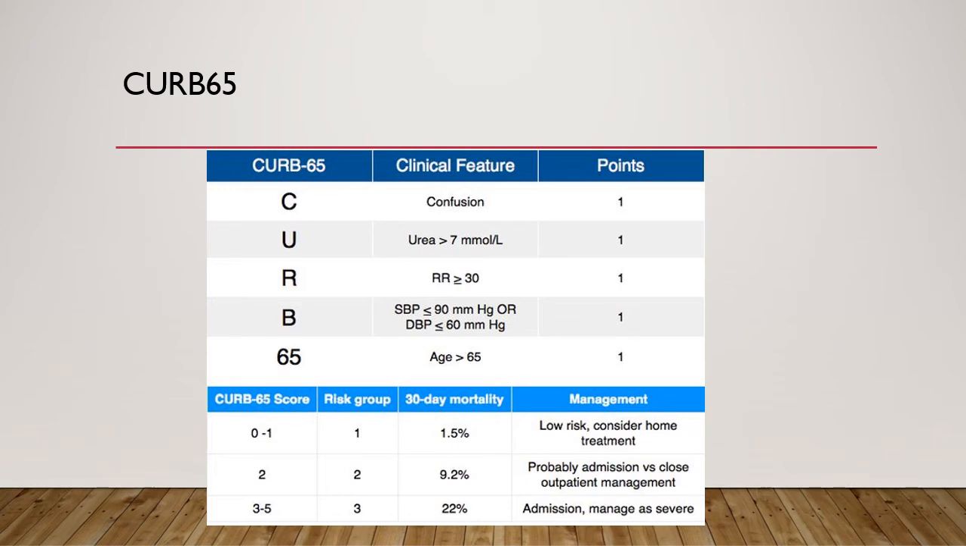So this score misses one important thing, hypoxia. Sometimes in practice we see patients with a very low score, 0 or 1 maybe, but they are hypoxic, so you cannot take them as an outpatient. The patient has to be admitted if the patient is hypoxic.